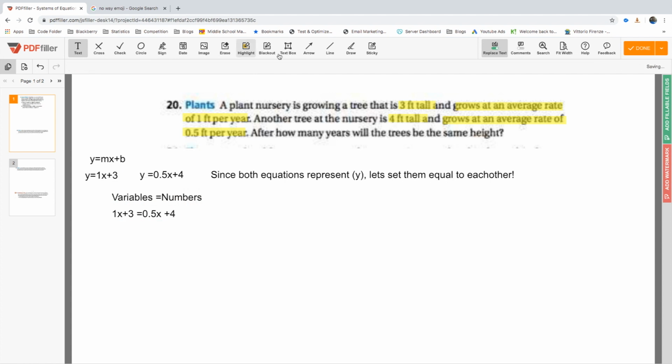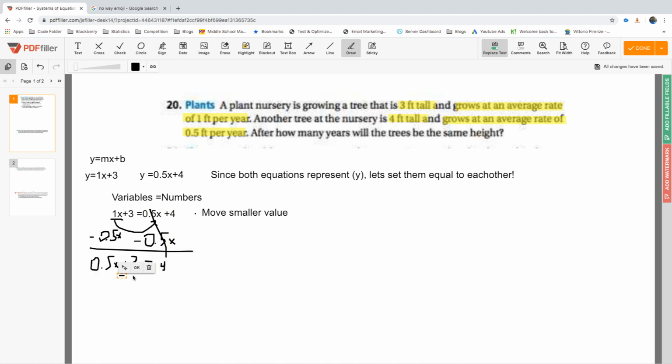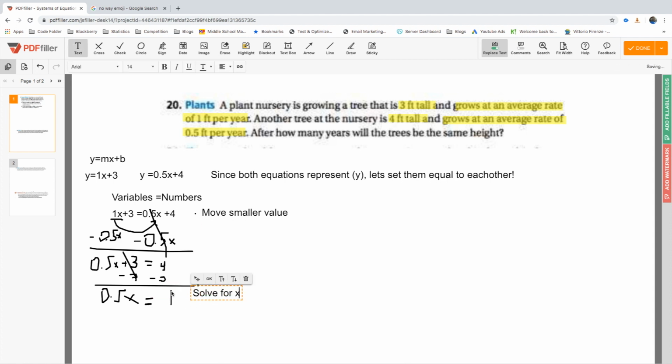Again, I like all of my variables on one side, all of my numbers on the other side. I'm going to highlight this 1x, and I'm going to look at this 5/10 and notice that the 5/10 is the smaller value. So I'm going to move that one. I'm going to subtract 5/10 using properties of equality on both sides, and then that's going to cancel out on my right side and leave me with 5/10 x on my left side. Now I have 5/10 x plus 3 equals 4. I'm going to subtract 3 on both sides using properties of equality. That's going to cancel out over here, and then 4 minus 3 is 1. So now I have 5/10 x equals 1. I'm going to now solve for x by dividing by 5/10, and that's going to give me x equals 2.